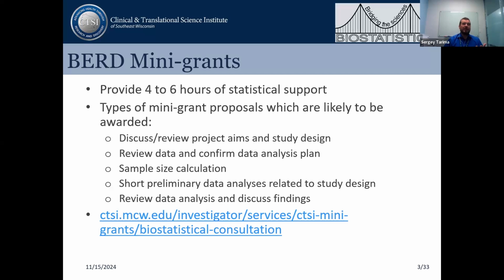So what assistance can you get? If you apply for small mini grants, you get 4 to 6 hours of biostatistical consulting help. During these hours, you can typically discuss your project aim and study design, and review and confirm what data analysis needs to be used. You can do some sample size calculations and some basic preliminary data analysis. Realistically, what we can do is around 5 hours. You can submit applications for these mini awards through this website page.